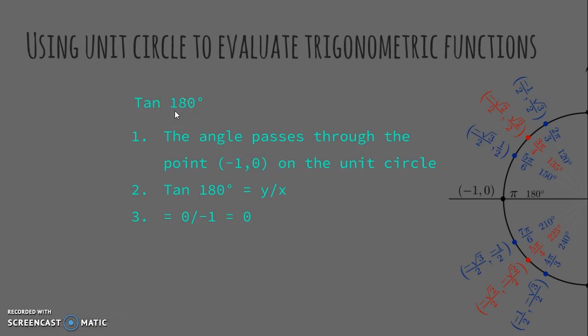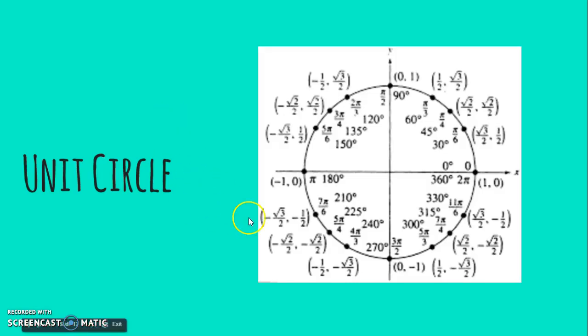Now let's look at another problem. This is tangent of 180 degrees. The angle passes through the point negative 1, 0 in the unit circle, right here. Tangent is y over x. So when you put the y, 0, over negative 1, that equals 0. So tangent of 180 degrees equals 0. And this right here is the unit circle with the corresponding coordinates, the radians, and the degrees.